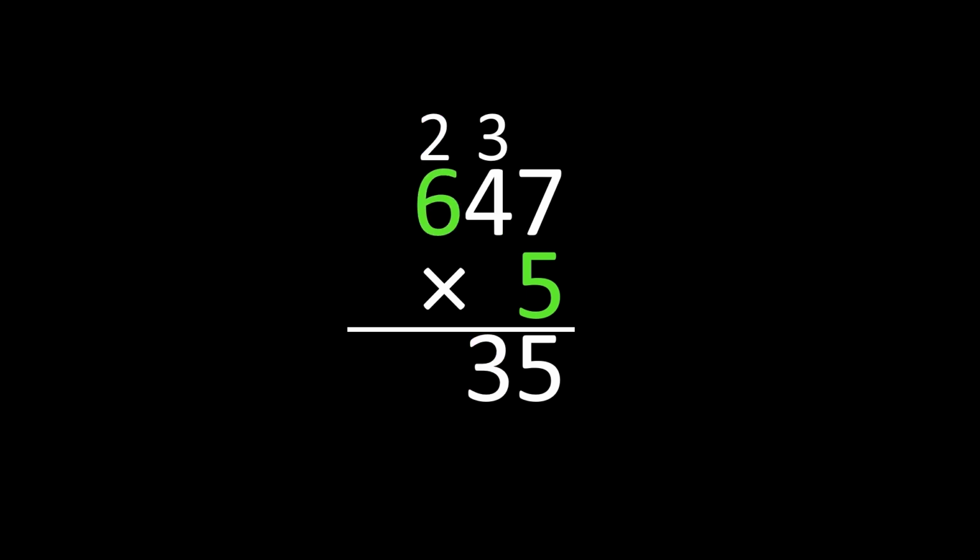So now I have 5 times 6. 5 times 6 is 30, and we add the 2. So 30 plus 2 is 32, for a product of 3,235.